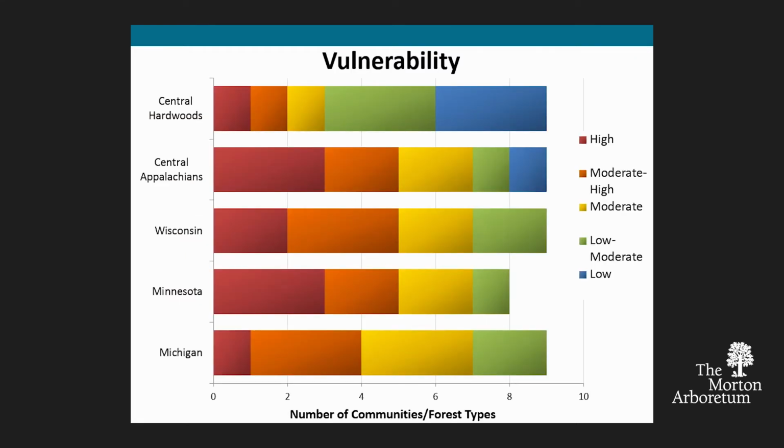So taking all that information, we're able to get an overall rating of vulnerability in these different areas. And so we assessed usually between 8 and 9 different forest and community types. And generally, those areas in the Northwoods tended to get more high vulnerability ratings than those farther to the south.